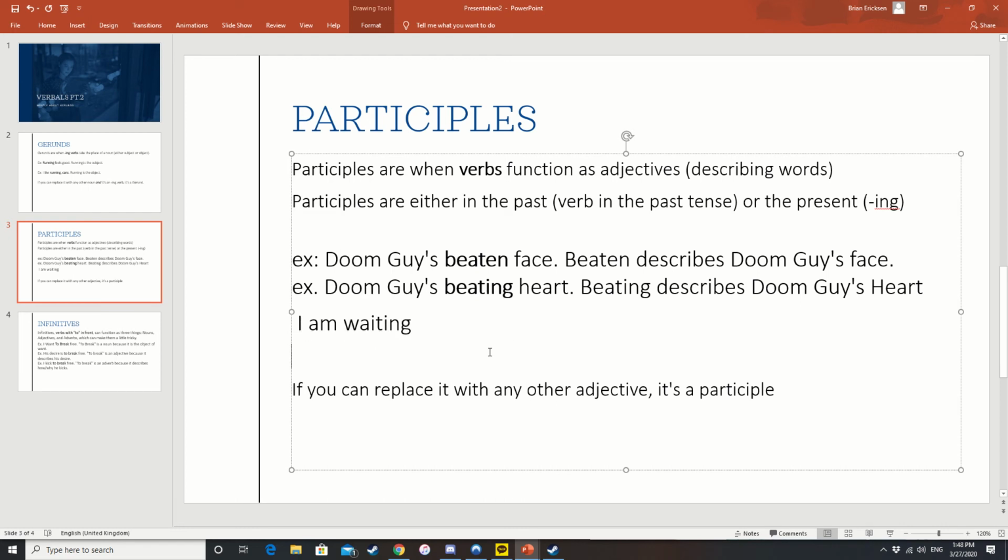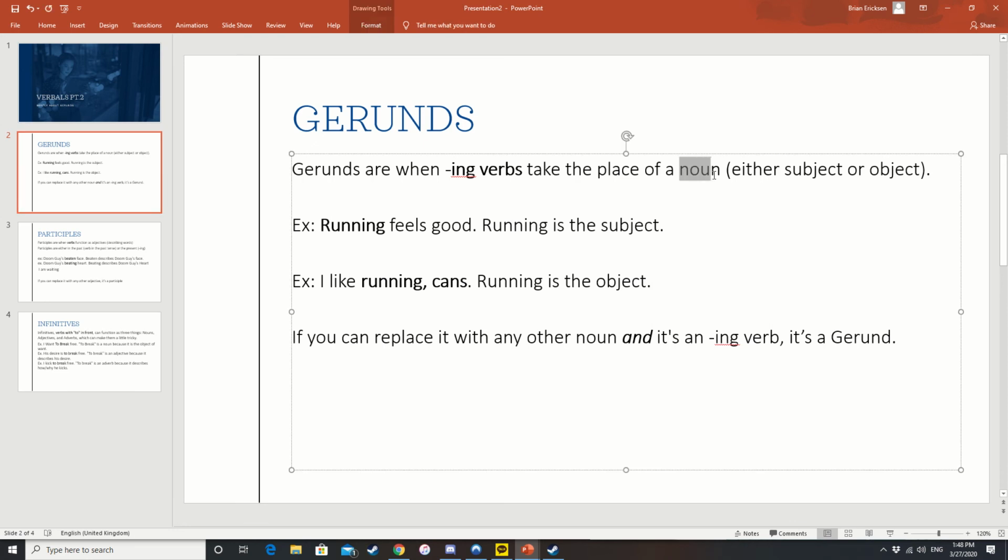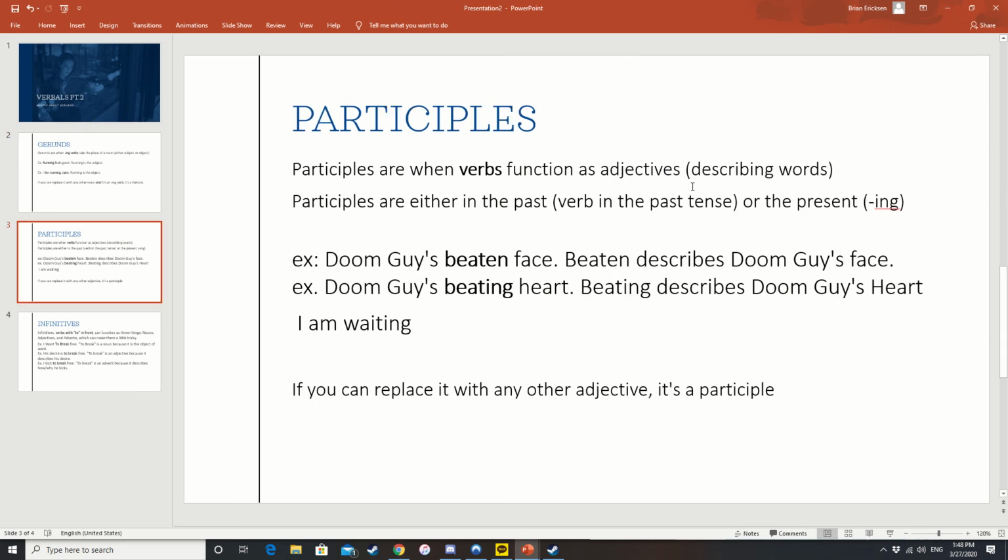Okay? Doomguy's beaten face. Most of you got the past part down just fine. That's not the thing I was concerned about. What I was concerned about were the ing verbs. They are either going to function as an adjective and be a participle, or they are going to function as a noun and be a gerund. You can tell by asking yourself, is this verb a subject or an object? Or is it describing something? That's how you tell the difference, because that seemed to be something a lot of you guys ran into here, was the difference between a gerund and a participle.